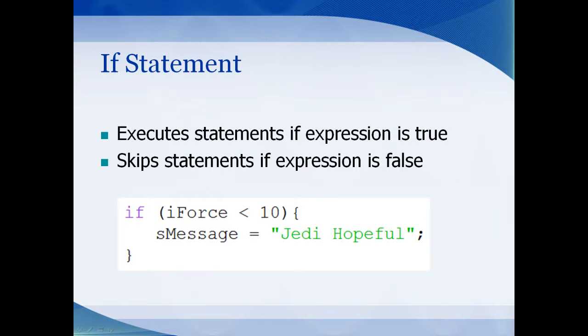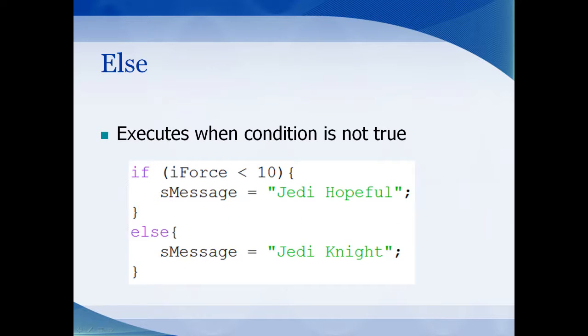Okay, little review on if statements. The statements inside the brackets are executed if the condition is true. So in this example, if the iForce variable has value less than 10, the message is going to say Jedi hopeful. You can also add an else clause to your if statement. So an else clause is just going to execute when the if statement is not true. In this case, we have the same if statement. If it's less than 10, you have Jedi hopeful. But if it's anything higher than 10, it's going to give the message Jedi Knight.